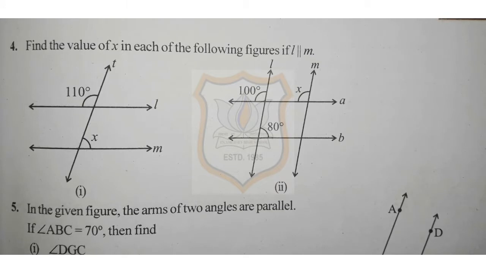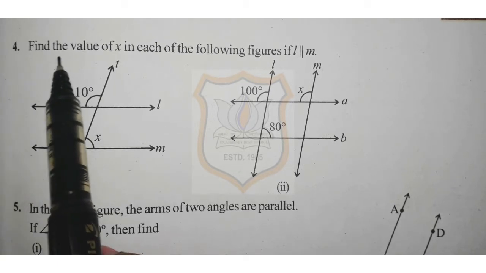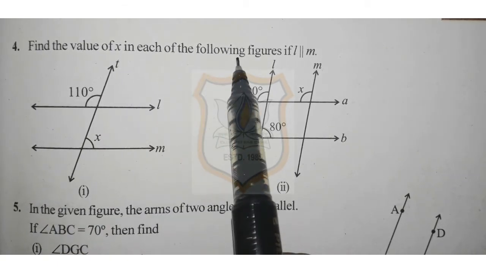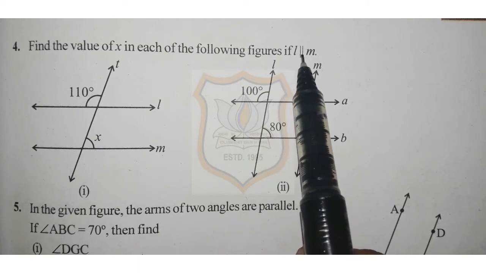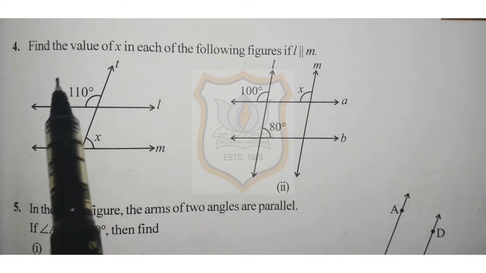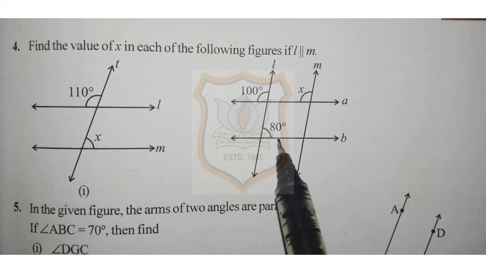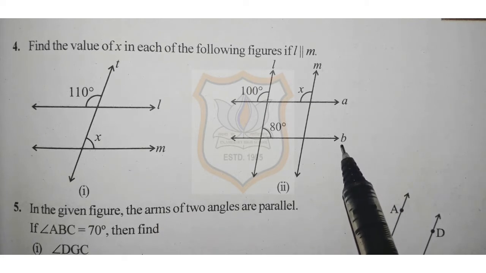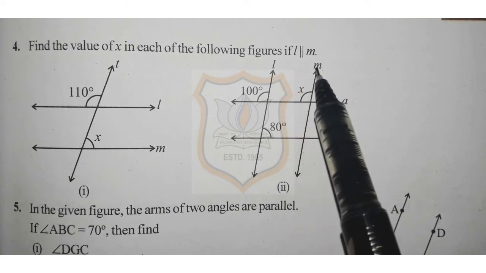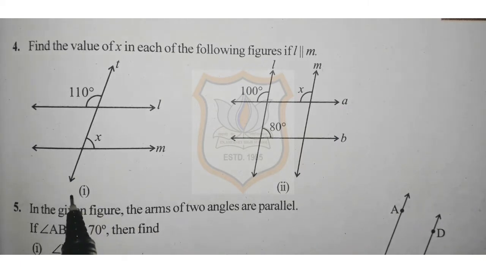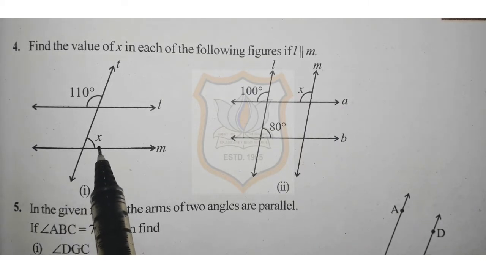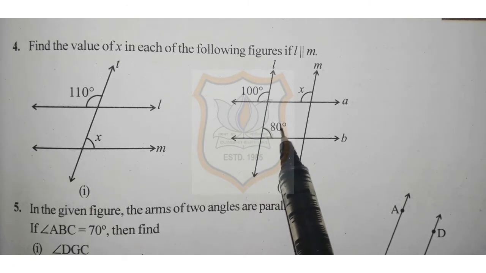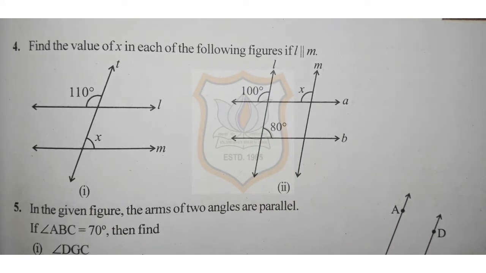So students, let's solve question number 4 of exercise 5.2, and that is: find the value of x in each of the following figures if line L is parallel to line M. See these two figures, and in the first, line L is parallel to line M; in the second, line A is parallel to line B and line L is parallel to line M. In the first figure you have to tell the value of x. In the second figure also, you have to tell the value of x.